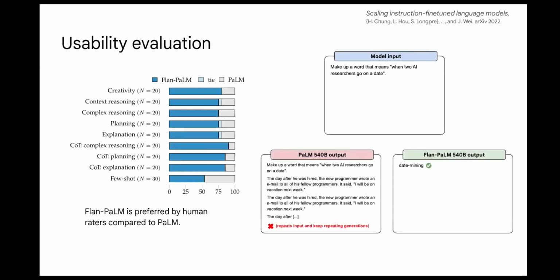And then here's an example of what the difference is. If you give the model an input, like make a word that means when two AI users go on a date, on the left with the PaLM 540B output, it sort of repeats itself and then starts talking about other text, which is coherent, but it's not really the answer that you want. And then on the right, it directly knows what you want and gives you the answer.